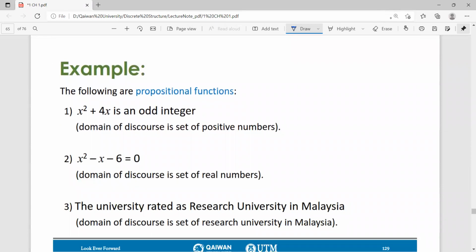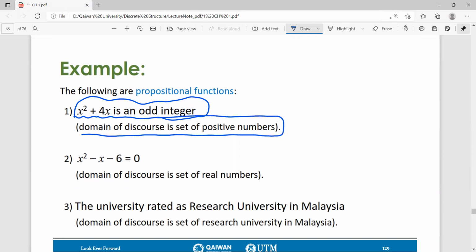Look, we say x squared plus 4x is an odd integer. Here, the domain is given. It says the domain of this course is the set of positive numbers. This is a quantifier. It's just to describe the quantifier.